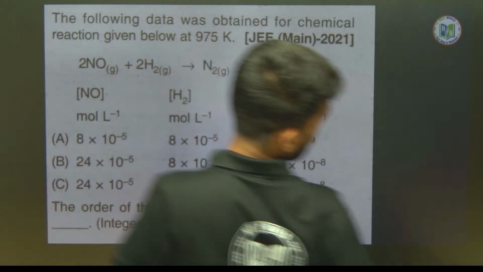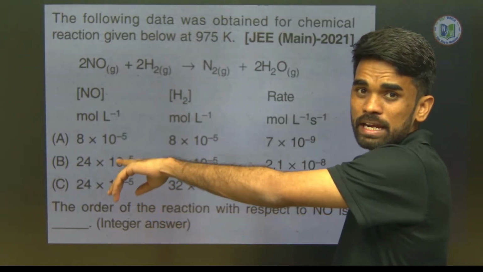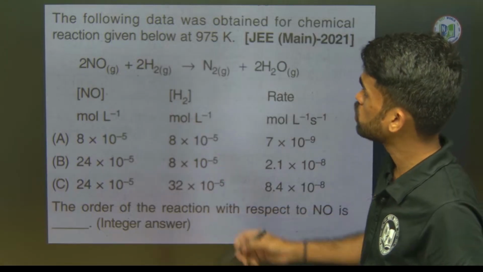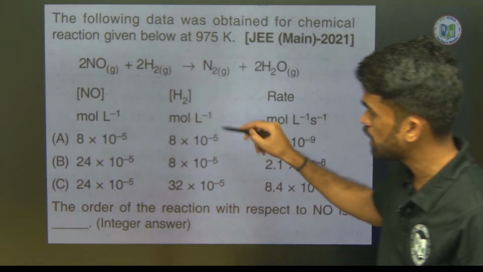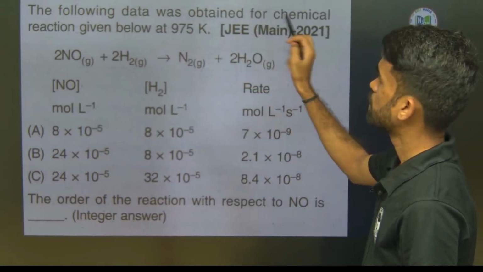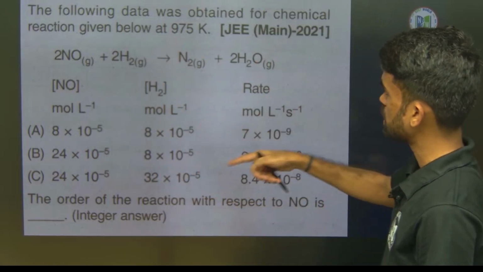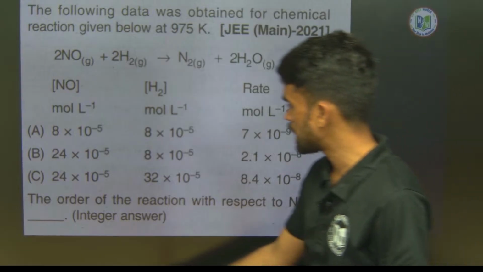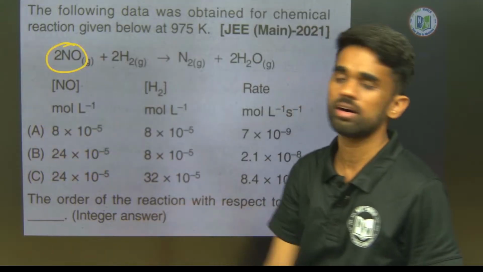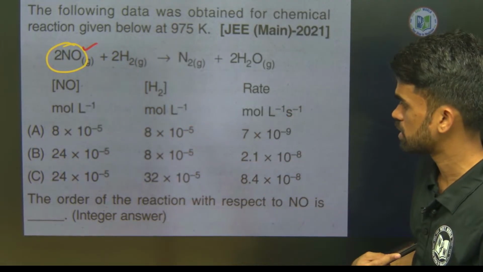So look here, the question that I explained before, the last second question. What I told you is that by looking at the values we can find their orders. The following data were obtained for a chemical reaction that is given below, and the concentrations are given, rate is also given. We need to calculate the order of the reaction with respect to NO. So this is a reactant, we need to find its order using the data. How can we do it?